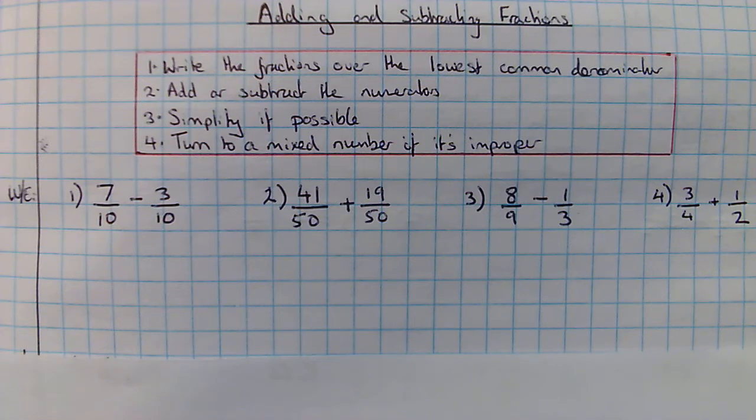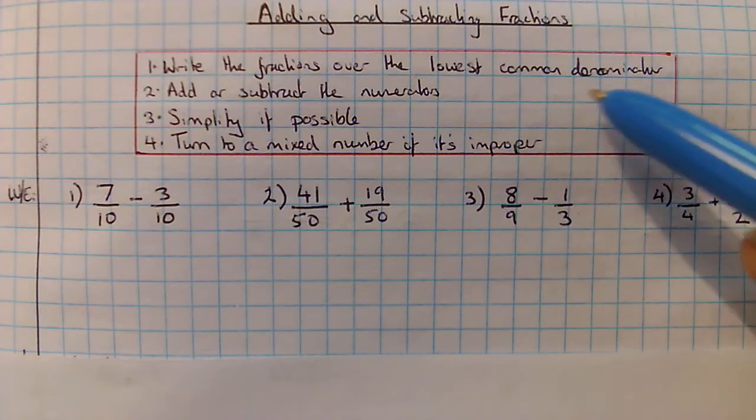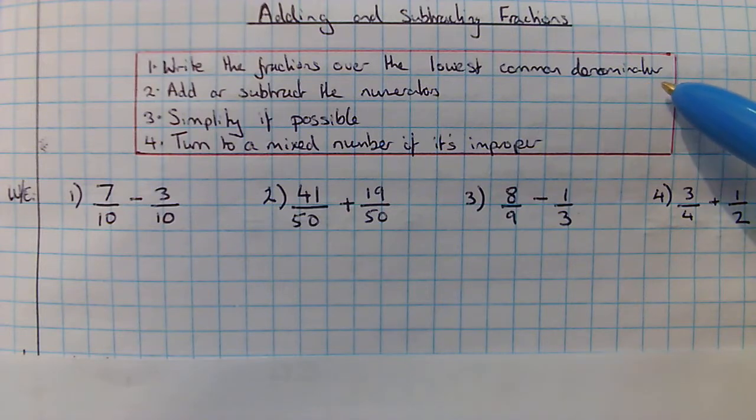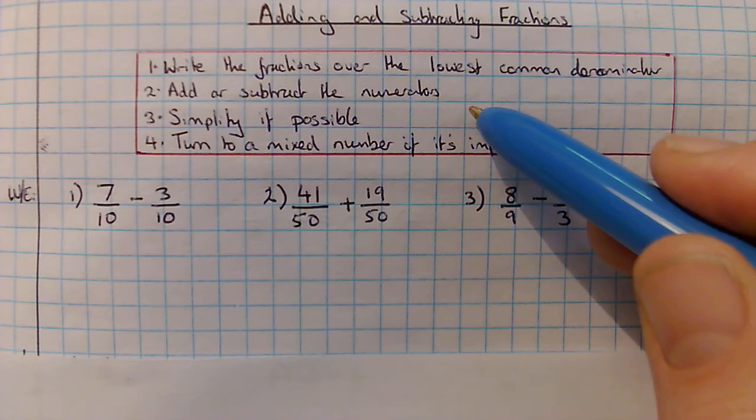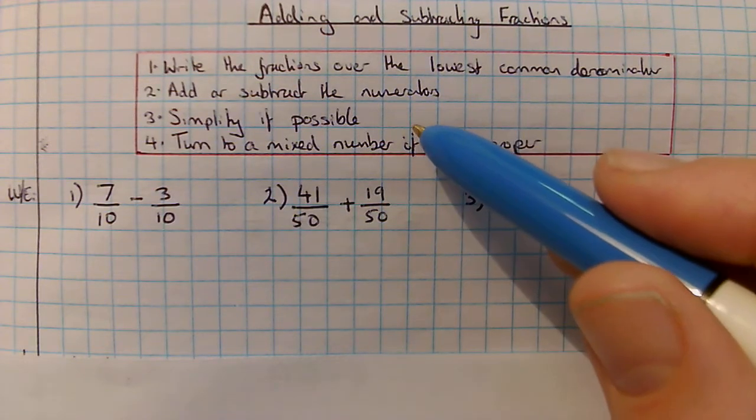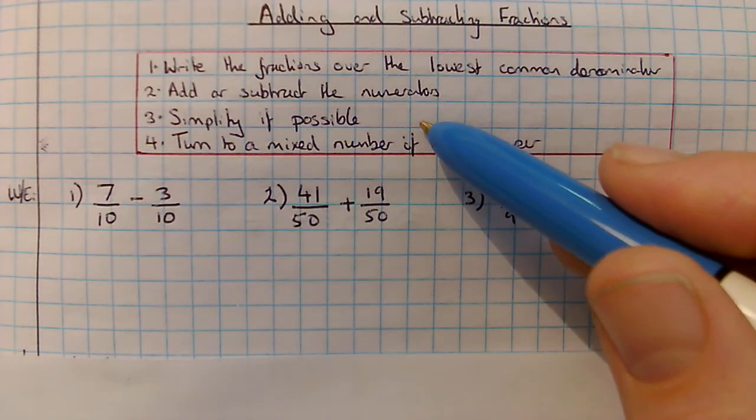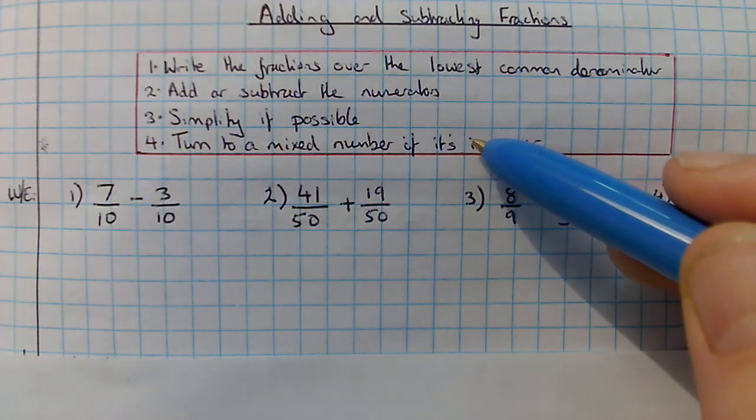Okay, now that you've mastered ordering fractions, the adding and subtracting of fractions isn't a big step. Exactly the same as when you're ordering them, you need to write them over the lowest common denominator. You need to make sure that the units are the same. Then you need to add or subtract the numerators, and once you've done that, if it's possible to simplify, simplify it. If it's an improper fraction, make sure you turn it into a mixed number.